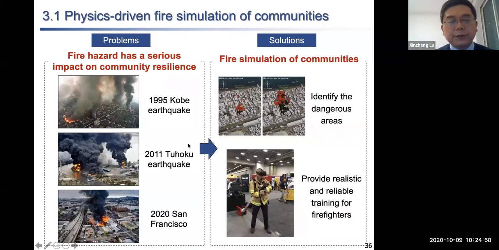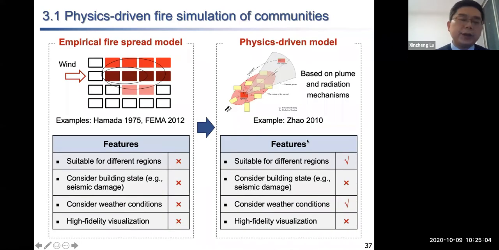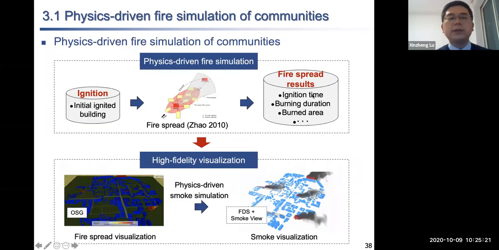So first we go to fire. We all know that fire is also a very important hazard to the community, and we need to simulate it. The traditional way, oh, the speed of the slide is horrible. The traditional way uses empirical models, and it has many limitations. And now people are moving forward to physics-driven models. So we have these physics-driven fire simulation models.